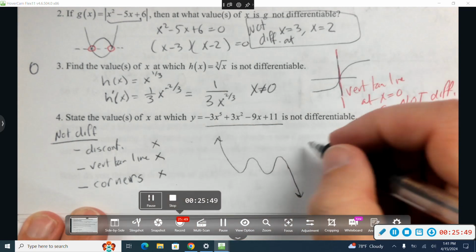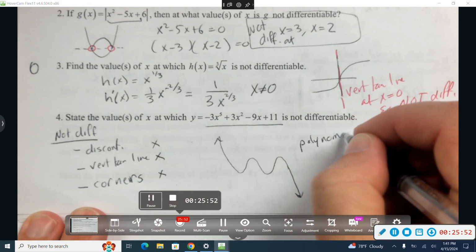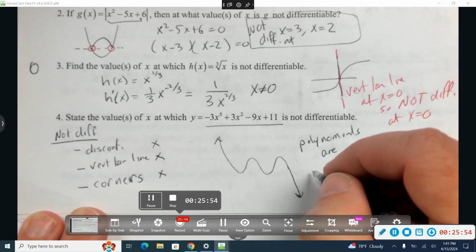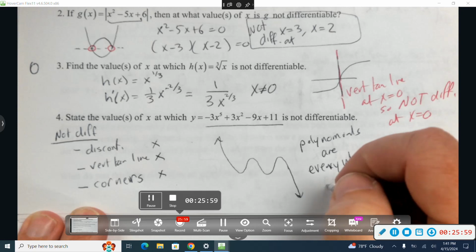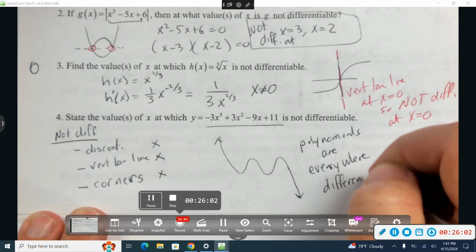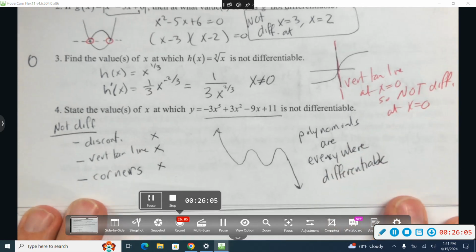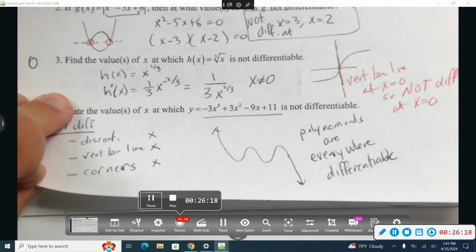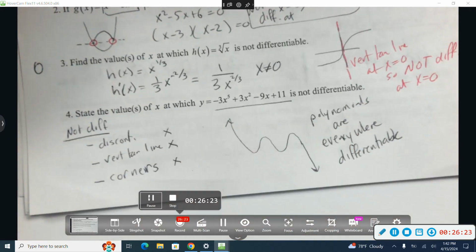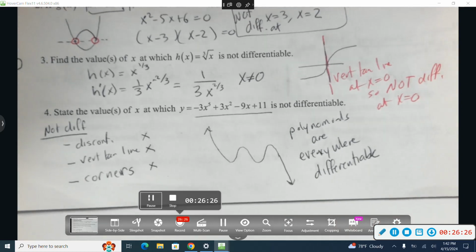There's no corners. And so polynomials are everywhere continuous. Or, excuse me, I'll go one further. Everywhere differentiable. They're also everywhere continuous, but differentiable is a little stricter criteria. They're smooth and they're continuous with no vertical tangent lines. So we use a lot of polynomials in calculus because they're differentiable and we can do all the derivative things with them.